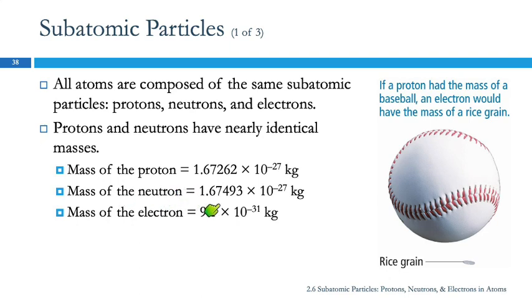So the difference here is in the fourth significant figure. For our purposes, we can say they have the same mass. The mass of an electron is significantly smaller. An analogy to help you understand that is if the electron was a grain of rice, then the proton would be like a baseball. So protons are close to 2,000 times larger than electrons. And of course, so are neutrons.